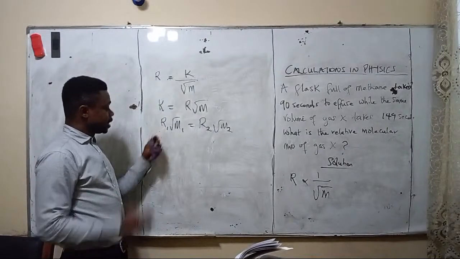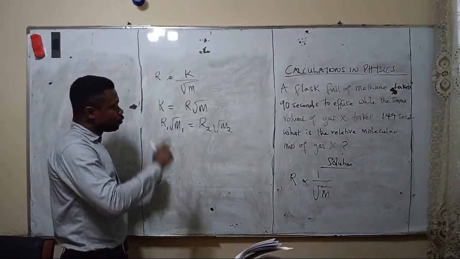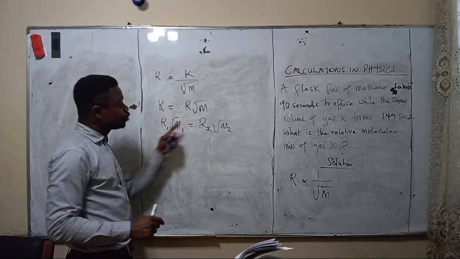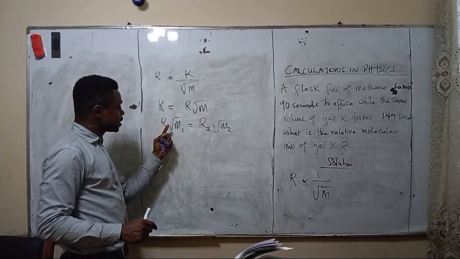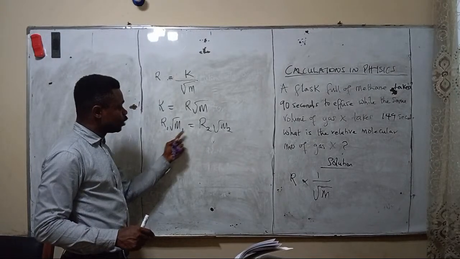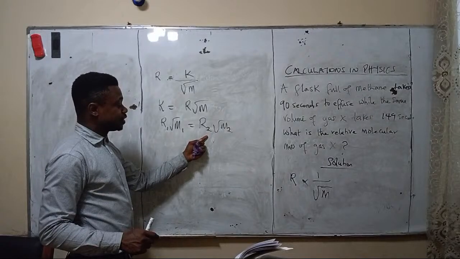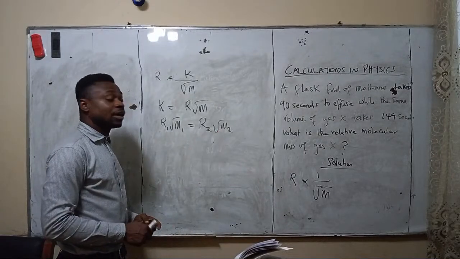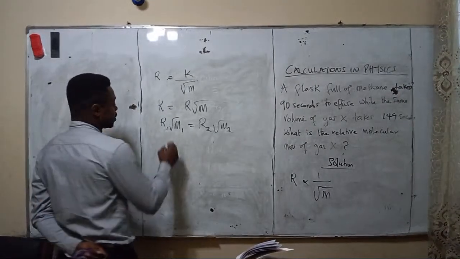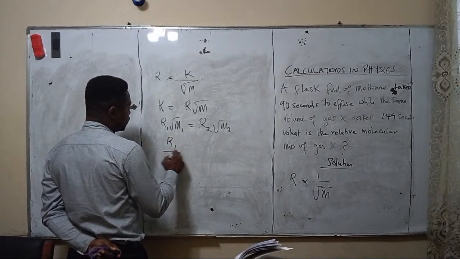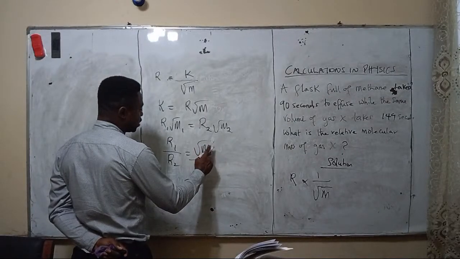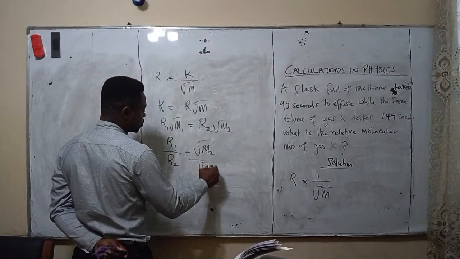This happens from one case, one gas, to another gas. You are comparing two gases now. R1 for the first gas, times the square root of the relative molecular mass of that first gas, will equal the rate of diffusion of the second gas times the square root of the relative molecular mass of that second gas. That's what this law is trying to let us know. So R1 over R2 is equal to square root of M2 over square root of M1.